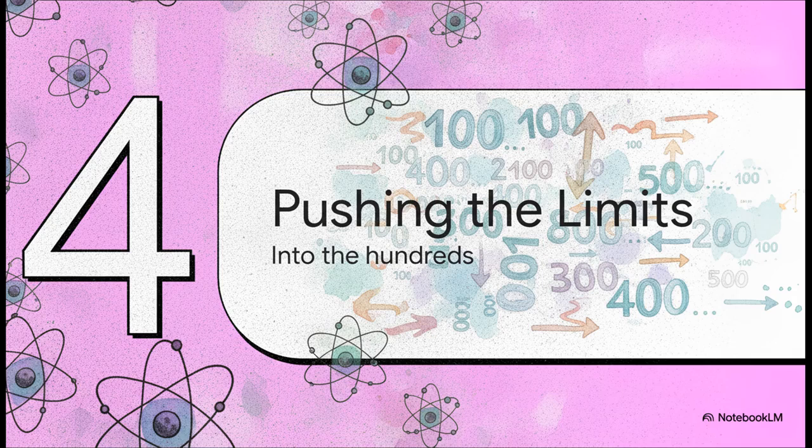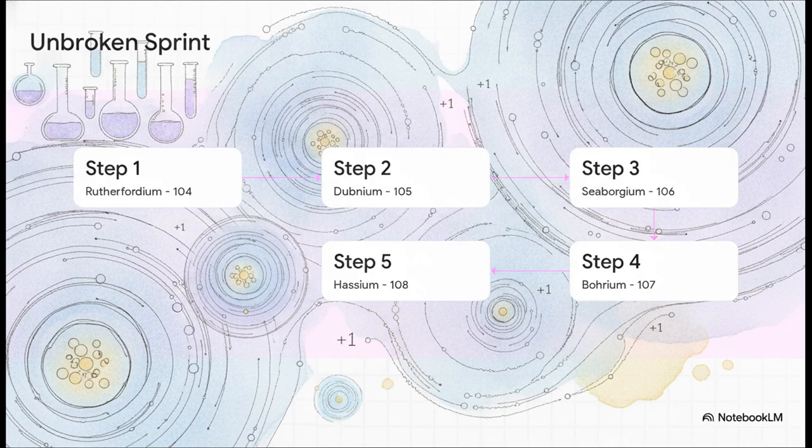Pushing the limits. As we push past the familiar, the list relentlessly marches into the hundreds. Look at this unbroken sequential sprint. We're deep into the triple digits now. Rutherfordium hits 104, dubnium at 105, seaborgium at 106, right through to bohrium at 107, and hassium at 108. The naming conventions become highly distinct, sure, but the inventory's steady, step-by-step cadence never falters.